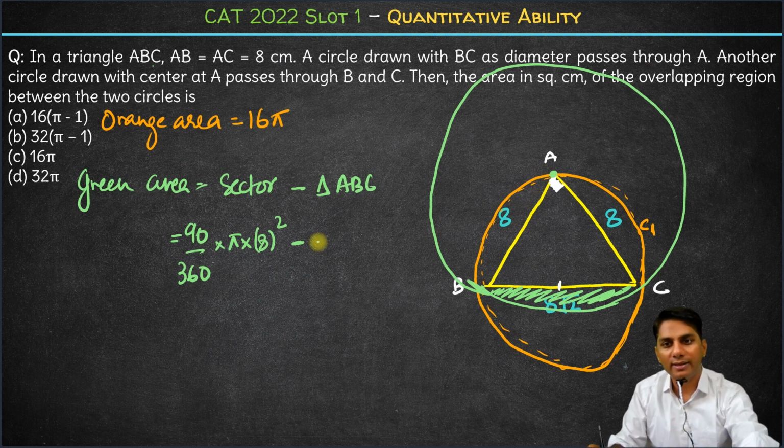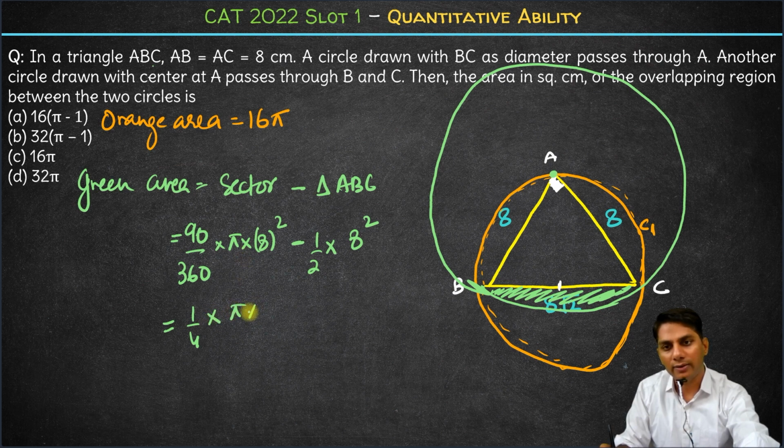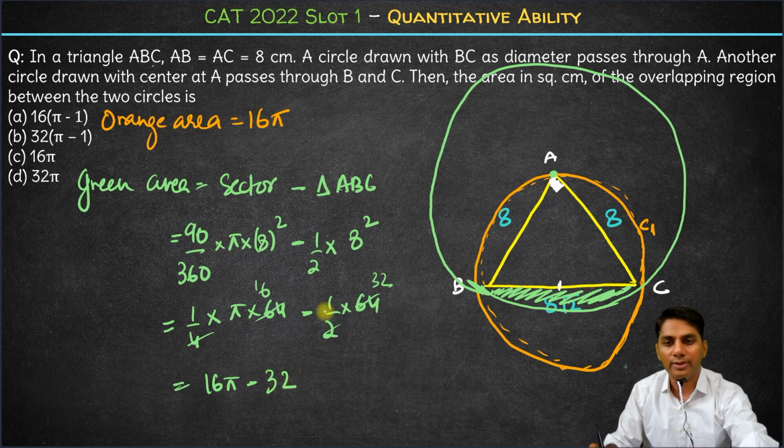So this becomes the area of the sector minus the area of this triangle. Now this is a right triangle, so the area of the triangle will be half of the product of the two smaller sides, which is 8 square. So 90 by 360 is 1/4 into pi into 8 square, which is 64, minus half of 8 square, 64. So this becomes 64 by 4, 16 times pi, minus 64 by 2, 32. 16 pi minus 32. This is the area of the green part.